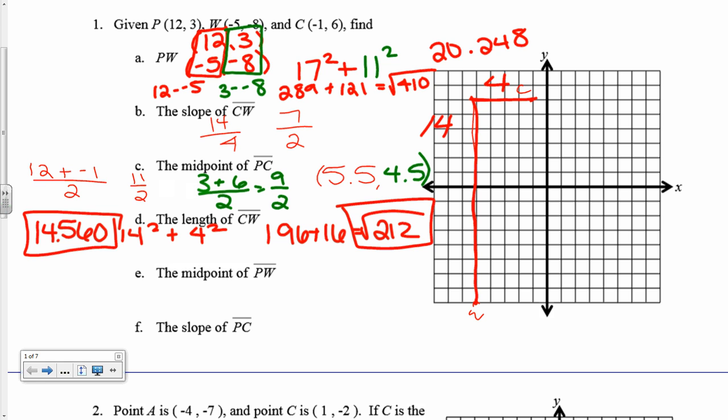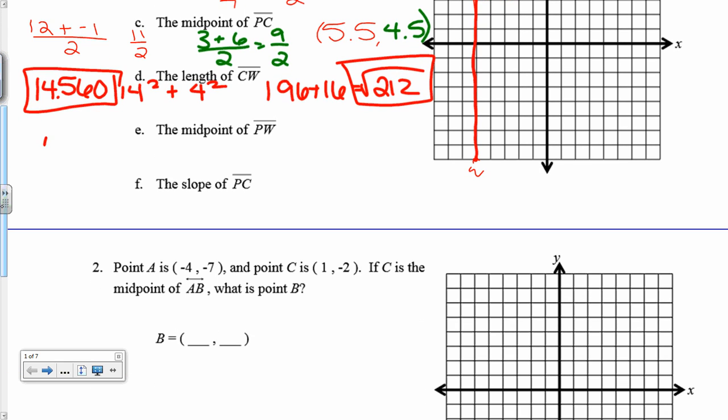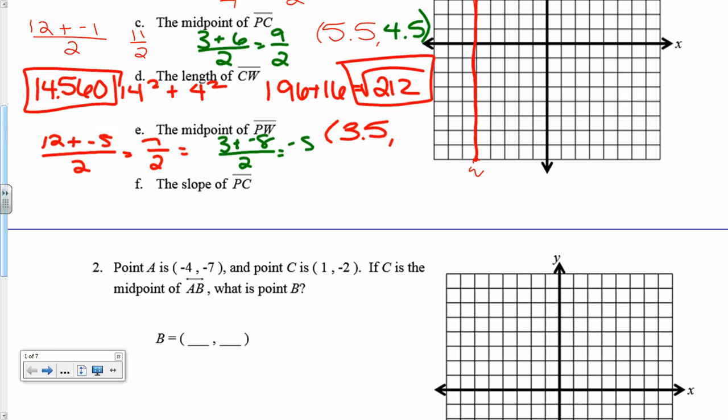All right, for the midpoint of PW, again, I'm going to do it by hand. Add the x values, so 12 plus negative 5, divide by 2. I get 7 over 2, which is 3.5. Then I add my y values, so 3 plus negative 8 over 2, which is negative 5 over 2, so negative 2.5.